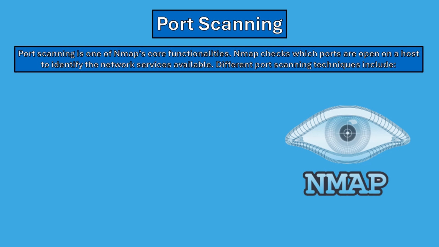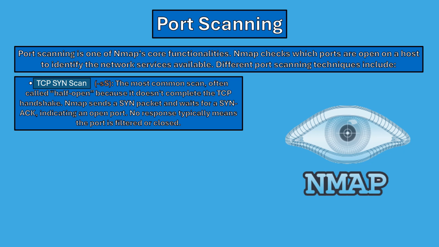Port scanning is one of NMAP's core functionalities. NMAP checks which ports are open on a host to identify the network services available. Different port scanning techniques can include TCP SYN scan. The most common scan, often called half open because it doesn't complete the TCP handshake. NMAP sends a SYN packet and waits for a SYN ACK, indicating an open port. No response typically means the port is filtered or closed.